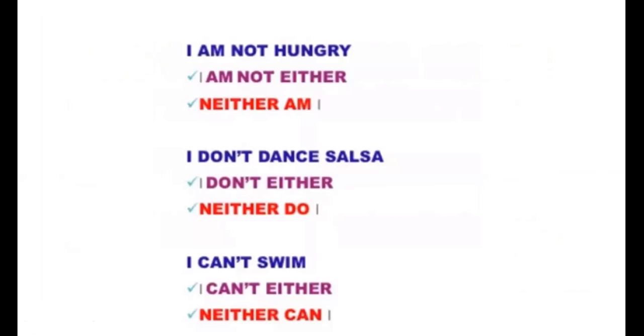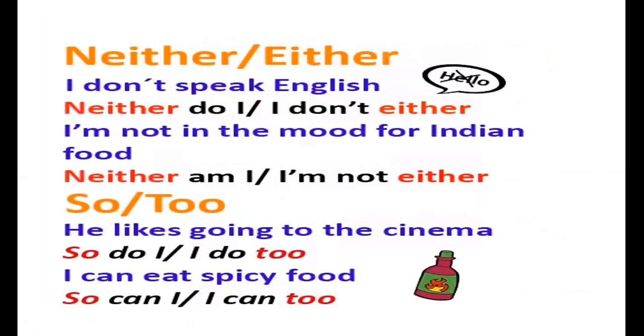I don't dance salsa. I don't either. Neither do I. I can't swim. I can't either. Neither can I. Again, neither and either. I don't speak English. Neither do I. I don't either. I am not in the mood for Indian food. Neither am I. I'm not either. This is negatives, right?